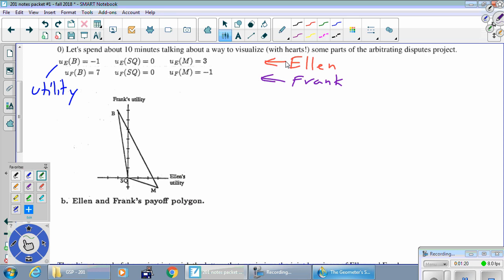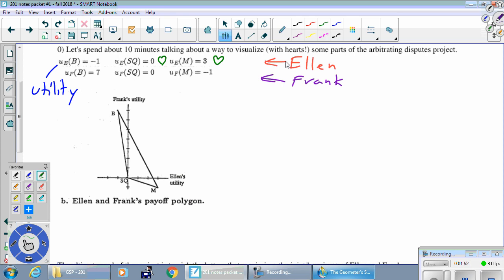And so, for example, if I focus on this one right here, this says U sub E of M. That means Ellen's utility, Ellen's happiness for going to the mountains is three. Three what? Well, I'm just going to call it three hearts. If you let her go to the mountains, she gains three hearts of happiness. If we do the status quo, which means stay home, then Ellen has zero hearts of happiness. She's not extra happy or extra sad. It's just the status quo, just things as usual.